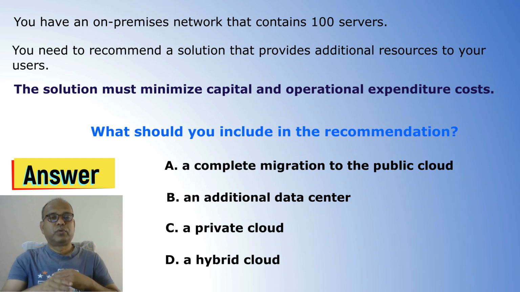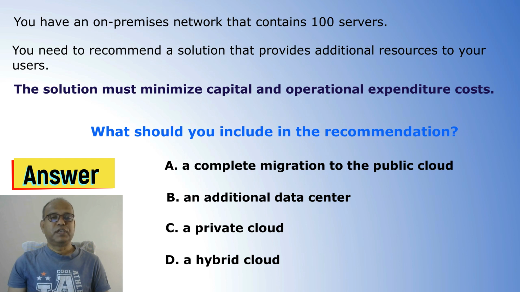If we go through option A, a complete migration of 100 servers to the public cloud would involve a lot of operational expenditure. In fact, this is the cost of migrating all servers that increases capital expenditure. So this is an incorrect answer. For option B, to install an additional data center also increases capital expenditure. So this is an incorrect answer.